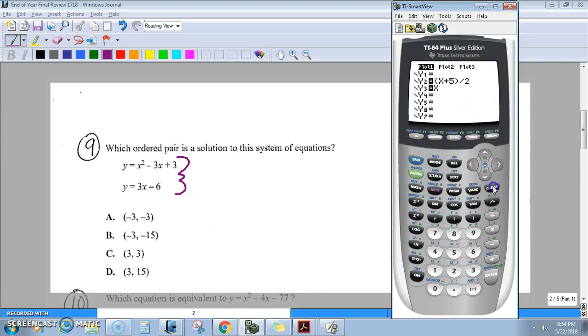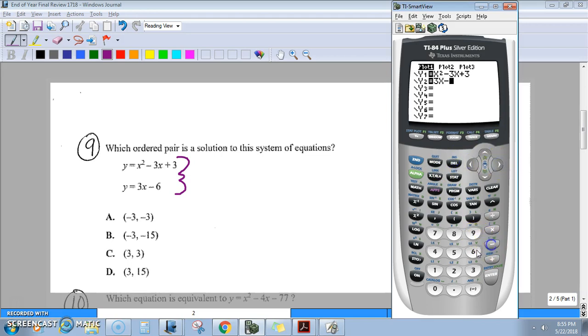So let me clear out what I have in here. Actually, it might be faster for me to just do this by hand, but for you guys, I'll show you how to do the calculator. So x squared minus 3x plus 3. And 3x minus 6. The solution to the systems of equations is where they cross.